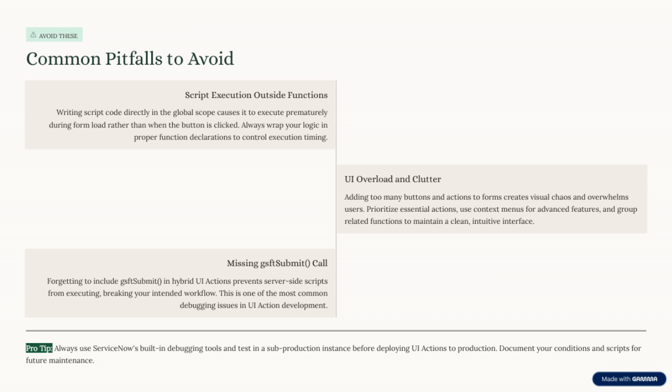Finally, be careful where you place your script code. Writing scripts directly in the global scope can cause them to run prematurely during form load, rather than when the user actually clicks a button. Always wrap your logic inside proper functions to control exactly when your code executes. This helps maintain predictable behavior and keeps your code organized.